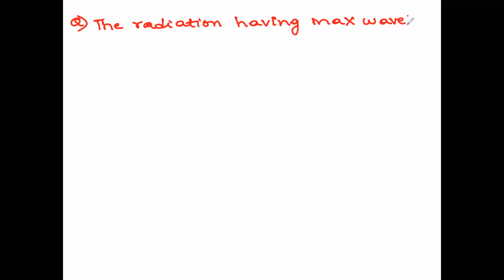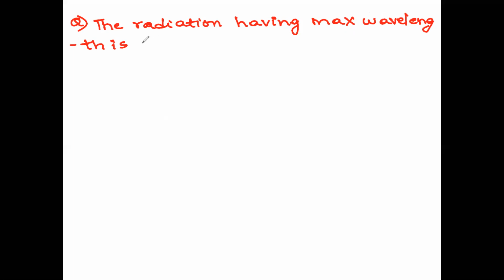The radiation having maximum wavelength is. This question is based on electromagnetic radiation. In the previous lecture, we gave the electromagnetic radiation chart, showing which has maximum wavelength, which has minimum wavelength, and X-rays, gamma rays, etc. Radio waves, all the wavelengths and frequencies are given.